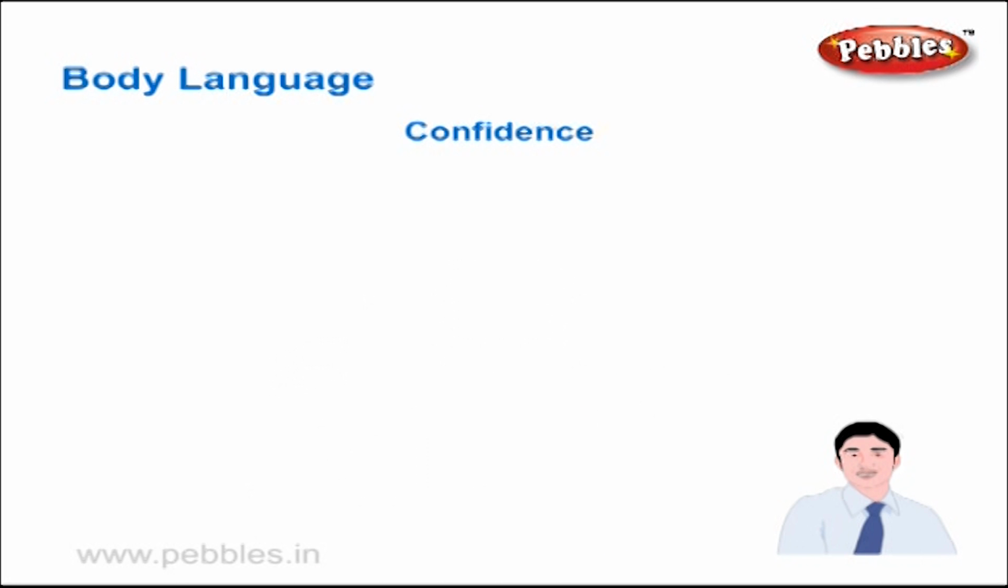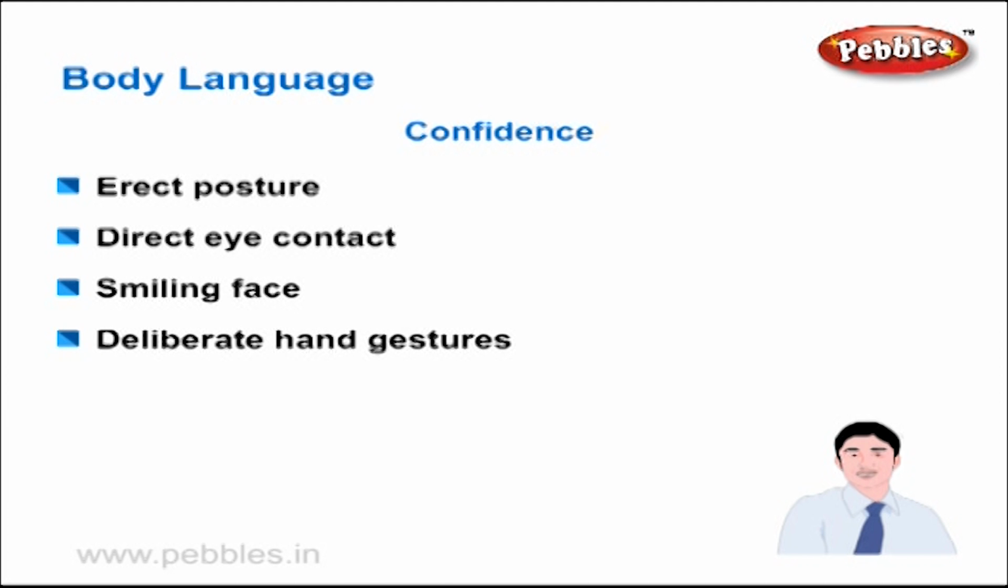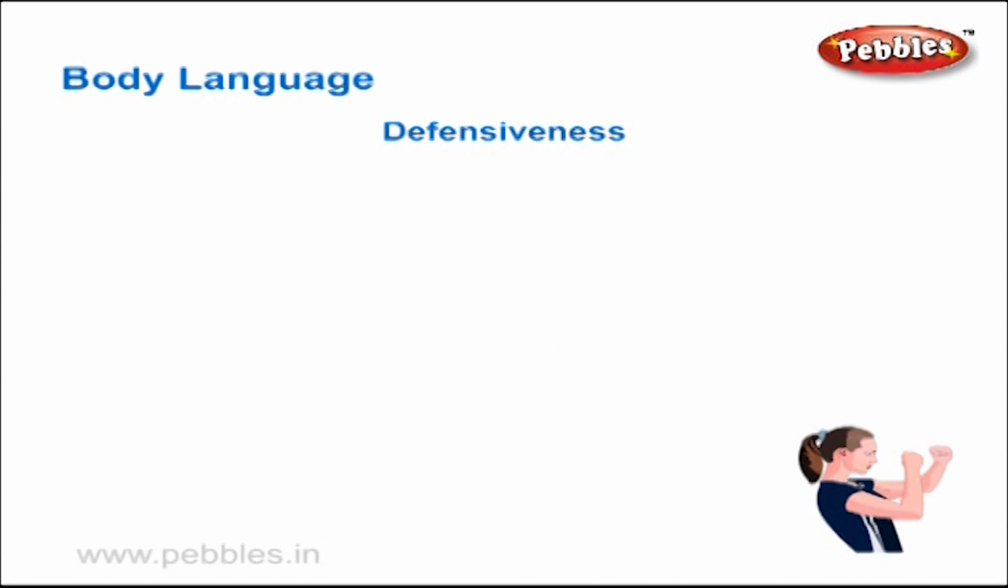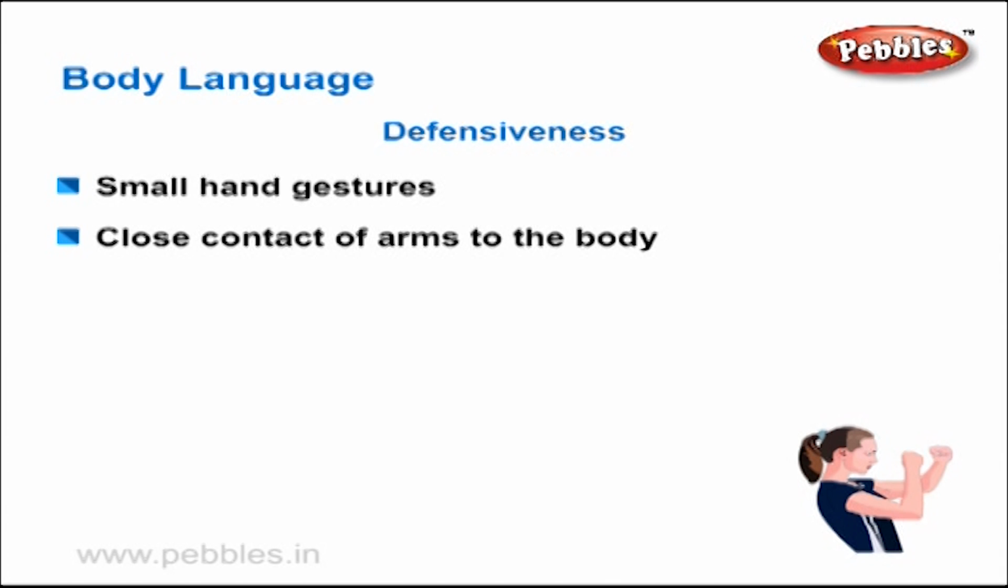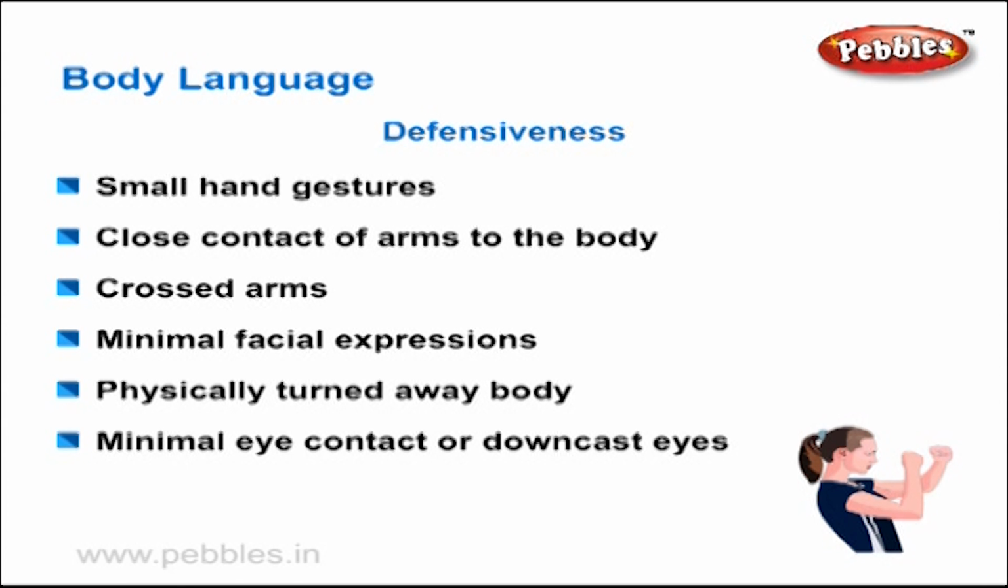Some common signs and signals that indicate whether the person is feeling confident or not are erect posture, direct eye contact, smiling face, deliberate hand gestures, and slow and clear speech with moderate to low tones. Some common signs and signals that indicate whether the person is feeling uneasy or defensive are small hand gestures, close contact of arms to the body, crossed arms, minimal facial expressions, physically turned away body, and minimal eye contact or downcast eyes.